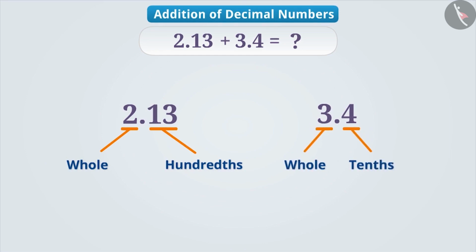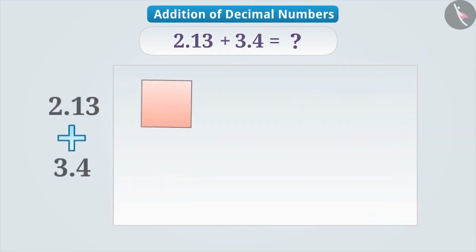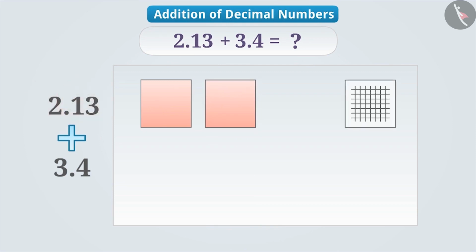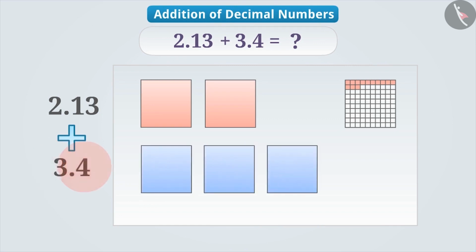In order to learn the addition, let's take a square and consider it as a whole or a unit. Since there are two wholes in 2.13, we will consider two such squares. And to represent 13 hundredths, we will take a whole which is divided into 100 equal parts and shade 13 parts of it. Similarly, in 3.4, there are three wholes, so we will take three such squares. And to represent 4 tenths, we will take one more square which is divided into 10 equal parts and shade 4 parts of it. Now let's add them.